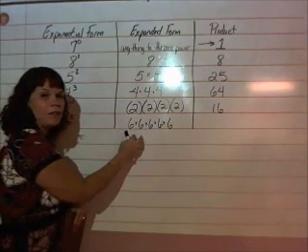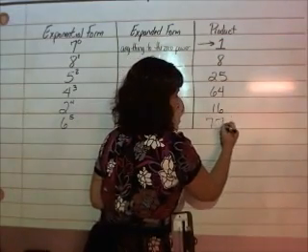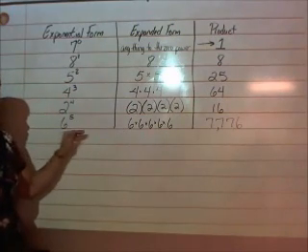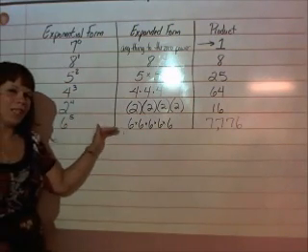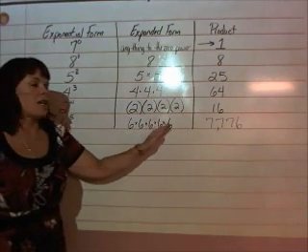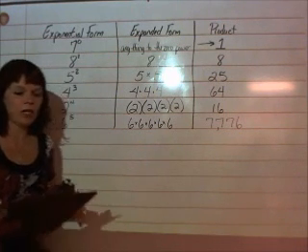However, the final end product is going to be 7,776. So it's not 30. It's not 6 times 5. It's 6 times 6 times 6 times 6 times 6, which will give you your final product of 7,776.